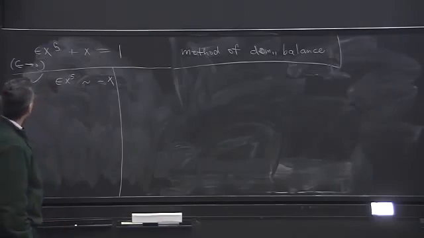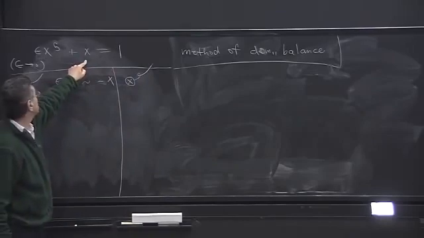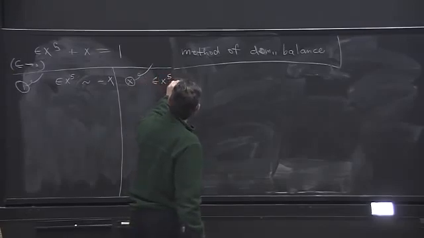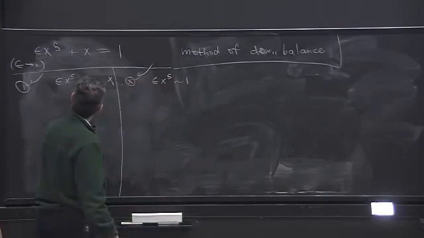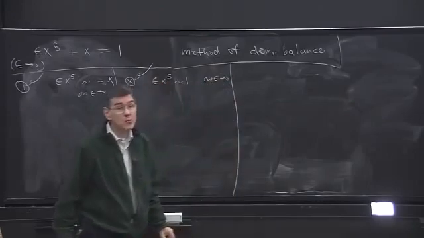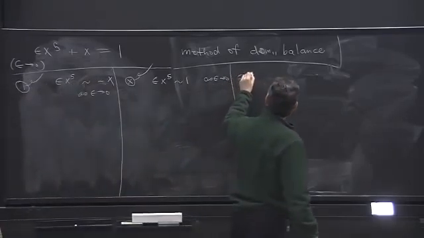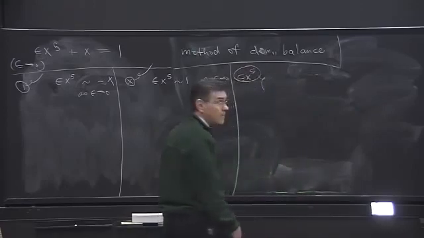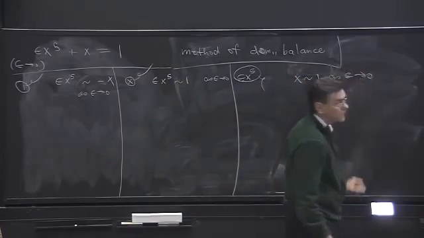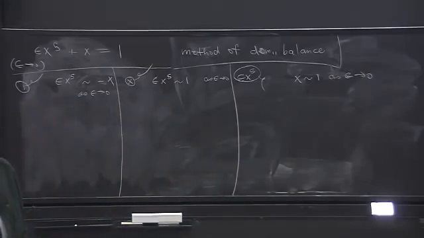A second possibility is maybe we can throw away x. Maybe x is the thing that's negligible in this equation, in which case epsilon x to the 5 would be asymptotic to 1. This is in the limit as epsilon goes to 0. And a third possible statement would be, so we've thrown away 1, we've thrown away x, maybe epsilon x to the 5 is negligible, and we conclude that x is asymptotic to 1 as epsilon goes to 0. So let's look at each of these statements in turn and see if any of these are correct. We don't know which of these might be correct.